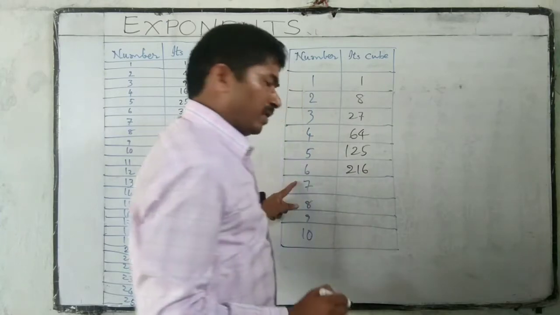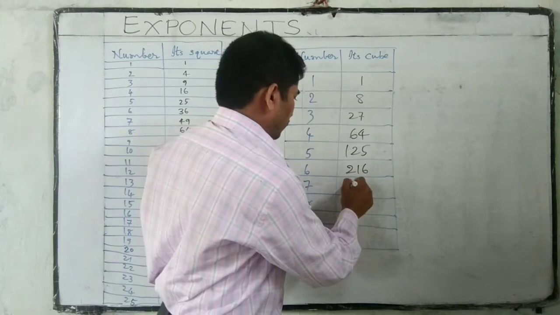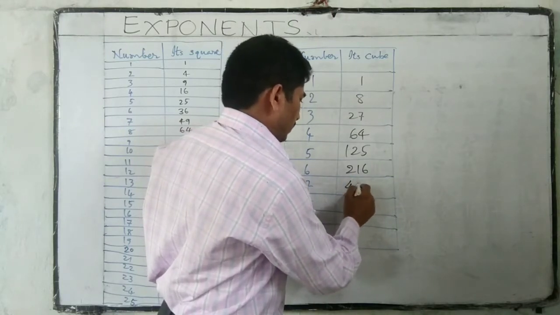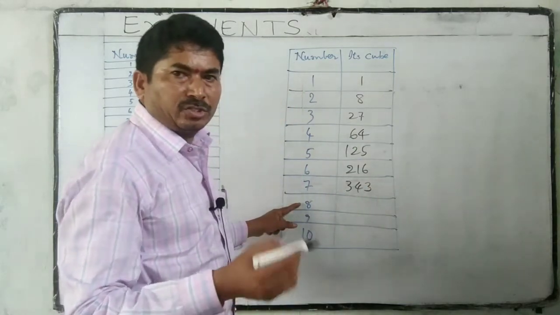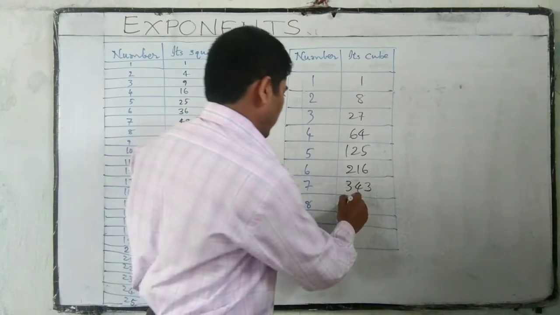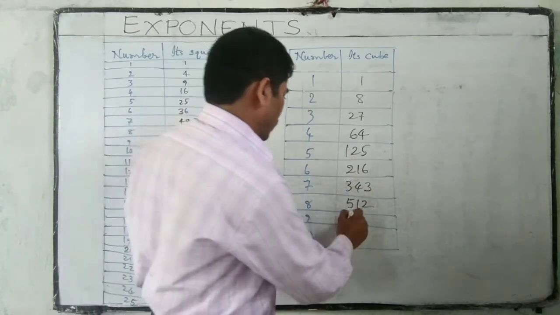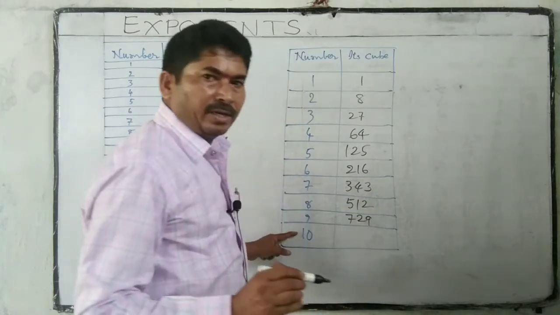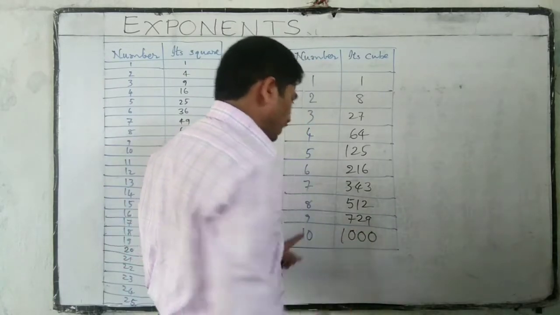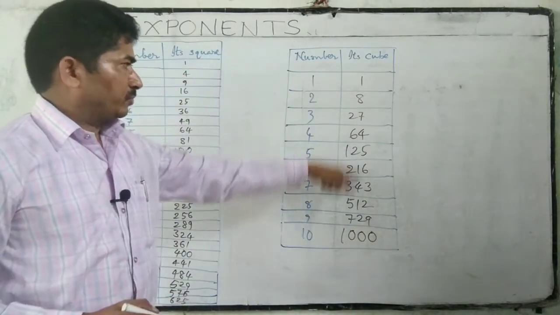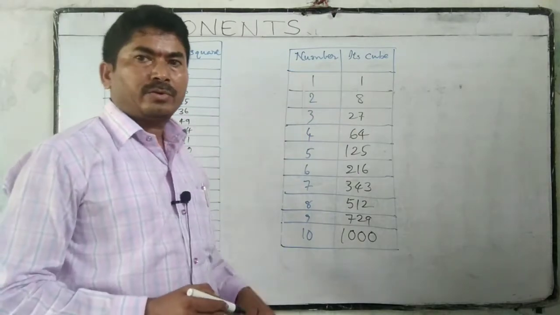216. 7 cube: 7 sevens are 49, 49 sevens are 343. 8 cube: 8 eights are 64, 64 eights are 512. 9 cube: 9 nines are 81, 81 nines are 729. 10 cube: 10 tens are 100, 100 tens are 1000. These are also standard cubes. These are standard squares. These are standard cubes.